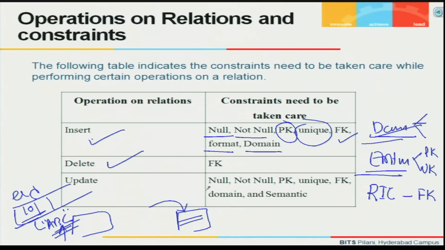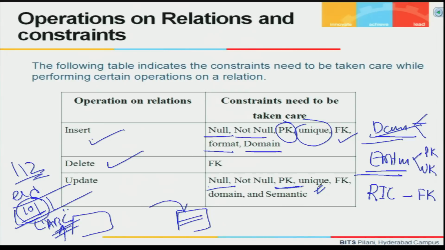At the same time, for some columns null values are possible and for some columns they are not, and that needs to be taken care of. Also, when I am updating something, I need to take care of the primary key. Suppose for the employee table, I am updating the value 101 for some employee and making it something else, 112, and if that value is already there for some other employee, then I am clearly violating the primary key constraint.